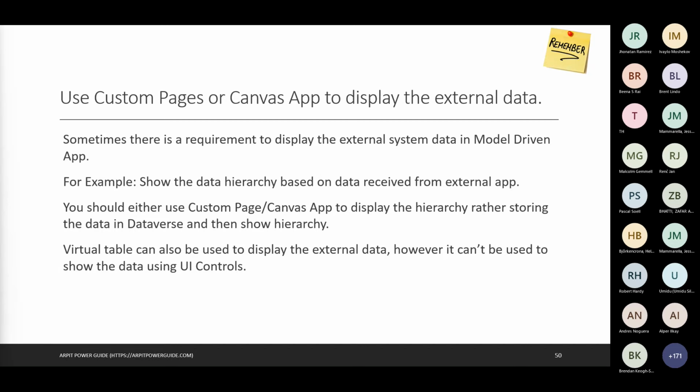For example, I want to show the data hierarchy. I just want to pull the data from any external application and show the relationship of the data to the client. I don't want to store it in the Dataverse. So I think custom pages and Canvas app are the best way to do that. You can create a custom page, call that API on the fly using connectors or Power Automate, retrieve the data, design the data as per the client needs using a lot of UI controls, and just show it to the users. You don't need to store that data in the Dataverse.